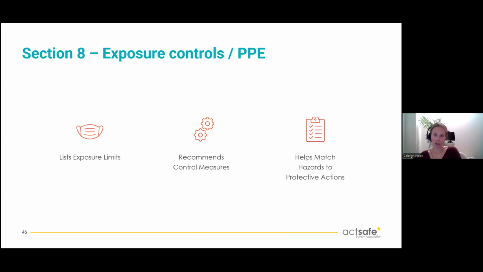Okay, last but not least, this is our Section 8, so our exposure control and our PPE. Section 8 is going to tell you how much of a chemical is safe to be in the air and what controls you need to protect yourself. We're going to look at things like exposure limits. Sometimes these are also called occupational exposure limits or threshold limit values. These are just numerical values that set the maximum airborne concentration that is allowed for a substance.